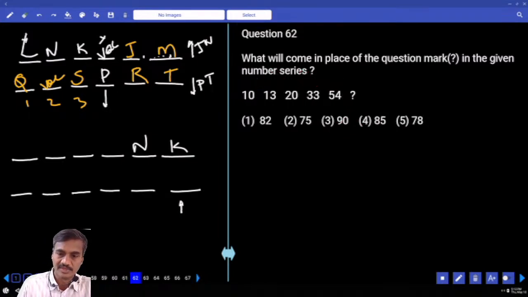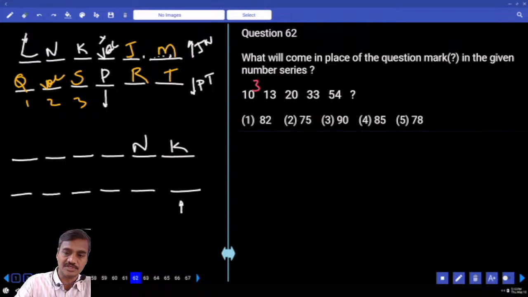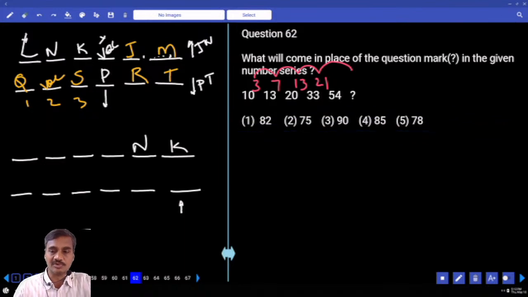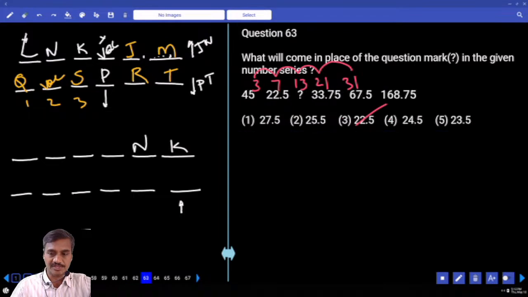Then 62: 10, 13, 10, 3, 7 and 20 and 33, it is 13. Now 33 and 54, what is the difference we have? 21. 3 plus 4 plus 6 plus 8 plus 10. 21 plus 10 is 31. What is your answer here? 85, choice. That is 62.